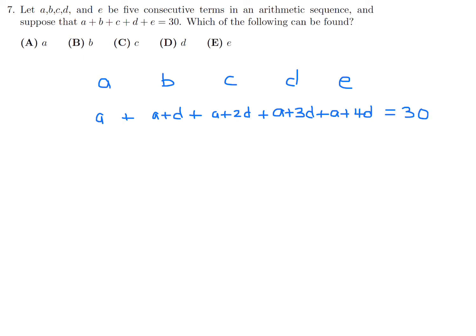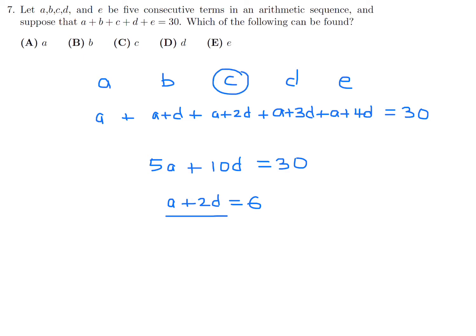So let's see what we get here. That's 5A plus 10D, and that equals 30. So if you divide through by 5, you get A plus 2D is equal to 6. So A plus 2D I can get a numerical value for without knowing the individual values for A and D. So A plus 2D represents C, and that is the term that I can find the value of. So number 7, the answer is C.